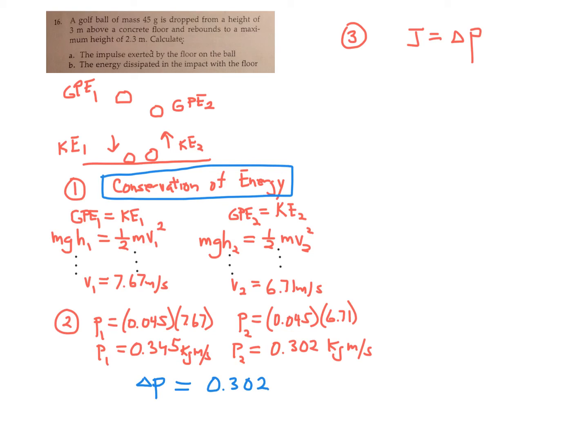0.302 as your positive momentum upward, minus the negative 0.345, that was the original downward momentum, because change in anything is the final minus the initial, P sub 2 minus P sub 1. So your delta P is 0.647 kilograms meters per second.